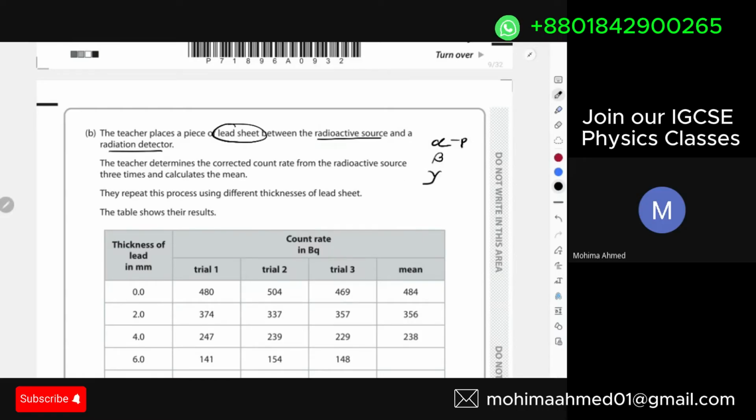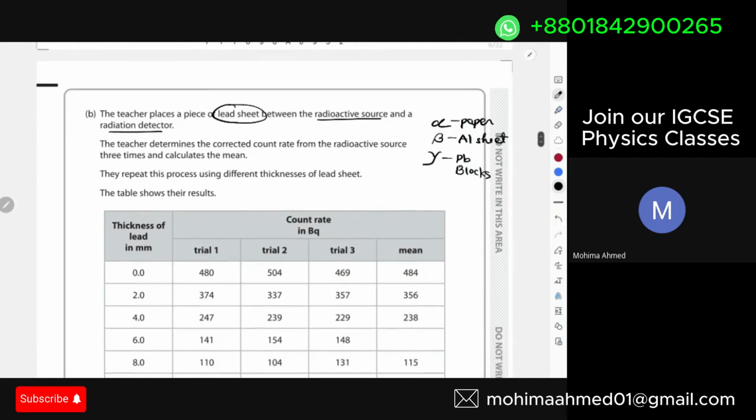Alpha can be blocked by using a paper. Beta can be stopped using an aluminium sheet. And gamma has to be prevented using lead blocks, because gamma is very powerful. That's why they have to be prevented from moving forward using lead blocks. Now over here, the lead sheet obviously is a precaution for the gamma radiation, I think, right?